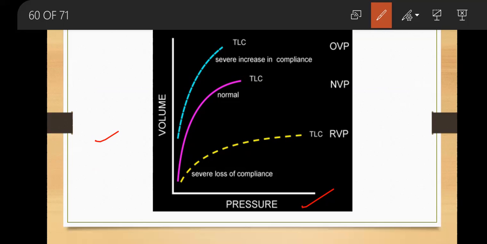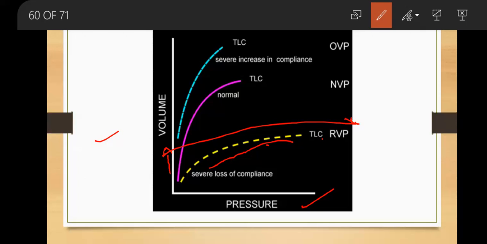is the yellow dotted line. So here, severe loss of compliance, because a small increase in the volume led to a massive increase in the pressure. So this is low compliance and very reduced total lung capacity. A patient with emphysema has a higher lung compliance compared with a patient with no lung disease, while a patient with restrictive lung diseases has a severe reduction in compliance.